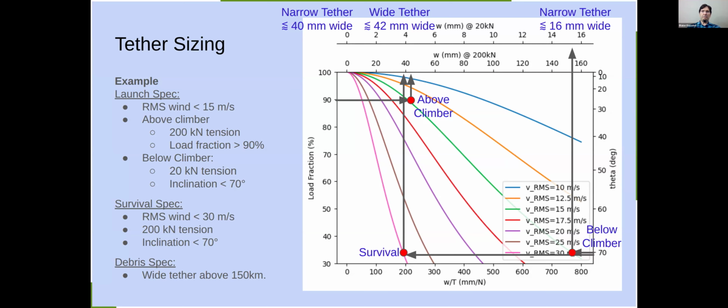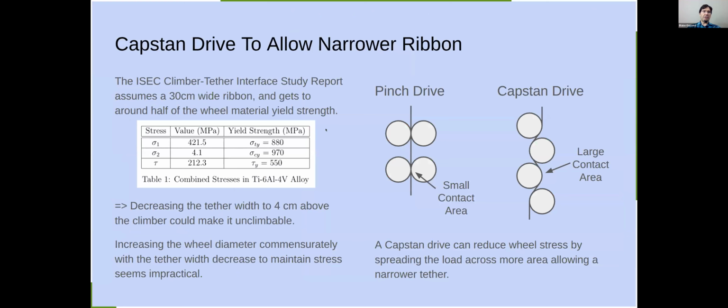Now, if I say 40 millimeters, a lot of people will get unhappy with me and tell me that that's not climbable. Indeed, if you look at the ISEC climber tether interface study, they look at the stresses in the rollers of the climber, and they find that they're at about 50% of the yield strength. So clearly, if I move the ribbon from 30 centimeters wide to 4 centimeters wide, I'm going to destroy my rollers. For me, the clear answer here is we don't want to use a pinch drive.